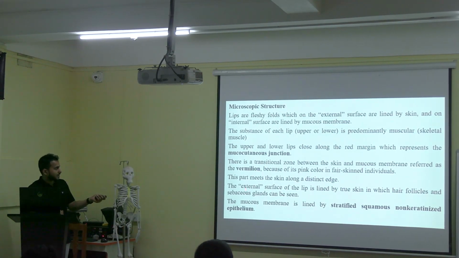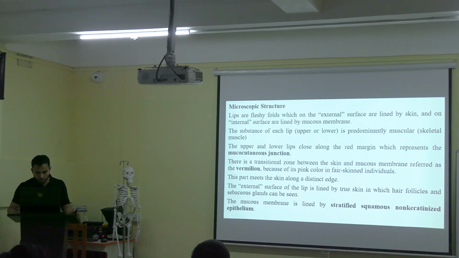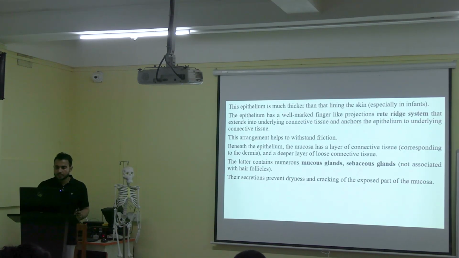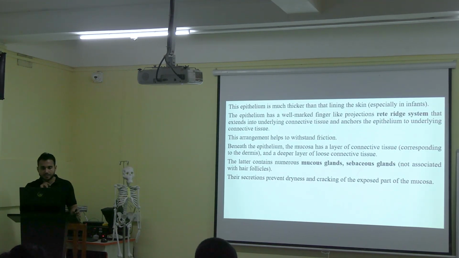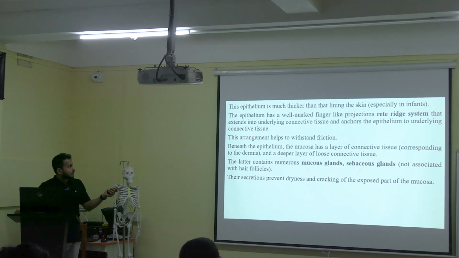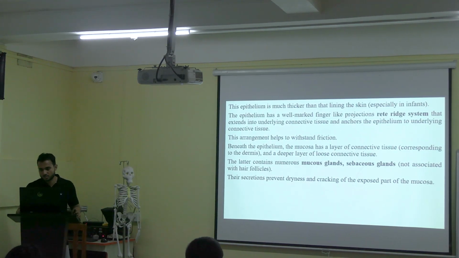Now this particular part will help us to identify the slide, which part is skin and which part is mucous membrane. Now epithelium is thicker than any other part of the skin. Next, the epithelium has well marked finger-like projections, called the rete-ridge system. These extend into the underlying connective tissue and anchor the epithelium to it. This is the rete-ridge system.